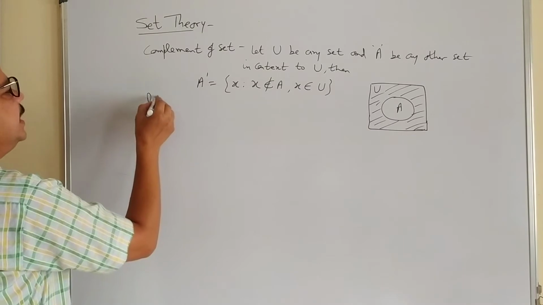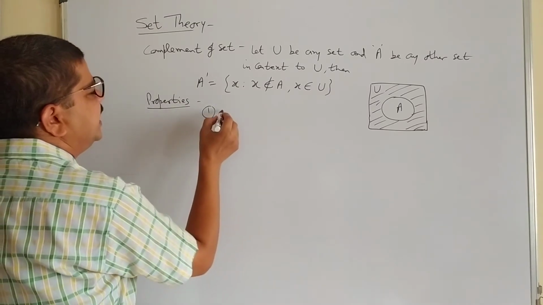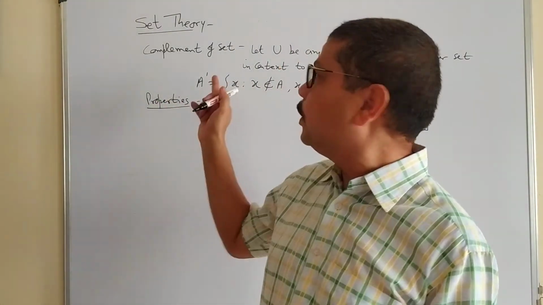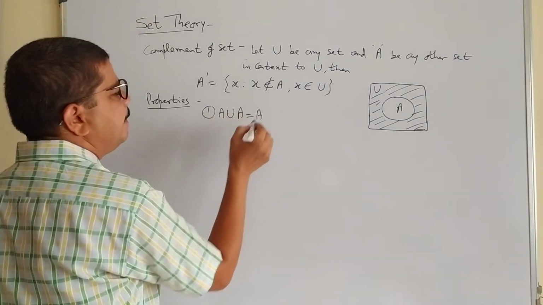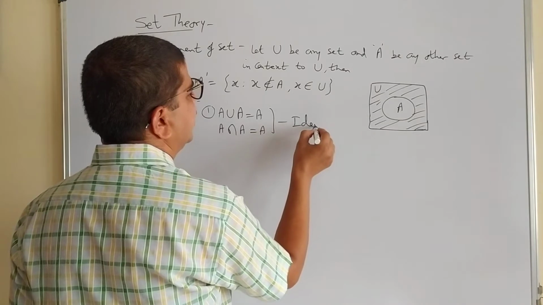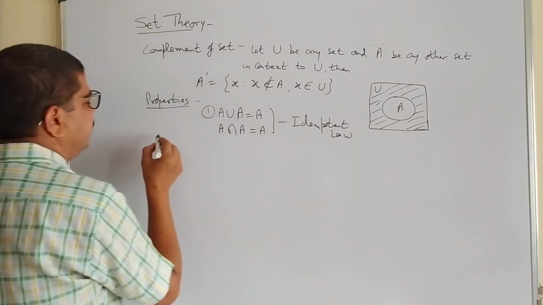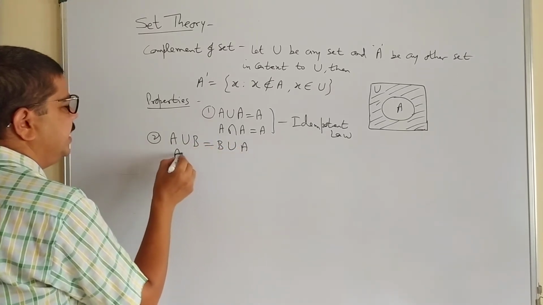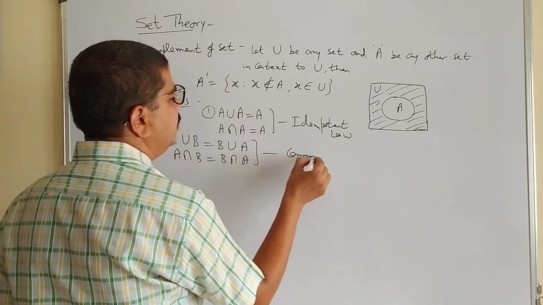Now there are certain properties. First one is, I am taking all the properties together: properties related to union, properties related to intersection and properties related to complement of a set. So A union A is A and A intersection A is also A. The law is known as Idempotent law. Then A union B equal to B union A and A intersection B is B intersection A. The law is known as commutative law.